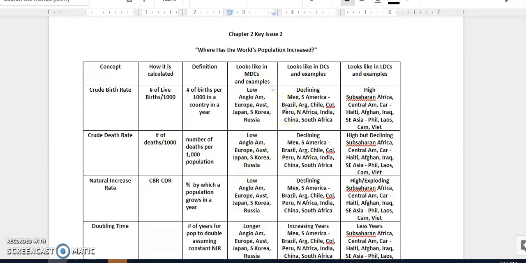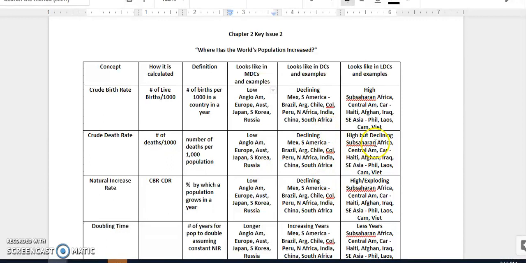What does it look like in a DC? The crude death rate is declining in a DC. And that would be Mexico, countries in South America like Brazil, Argentina, Colombia, Chile, Peru, North African countries like Morocco, India, China, and South Africa.